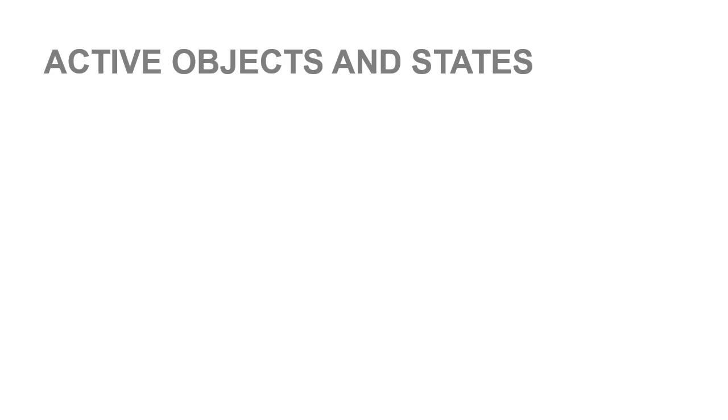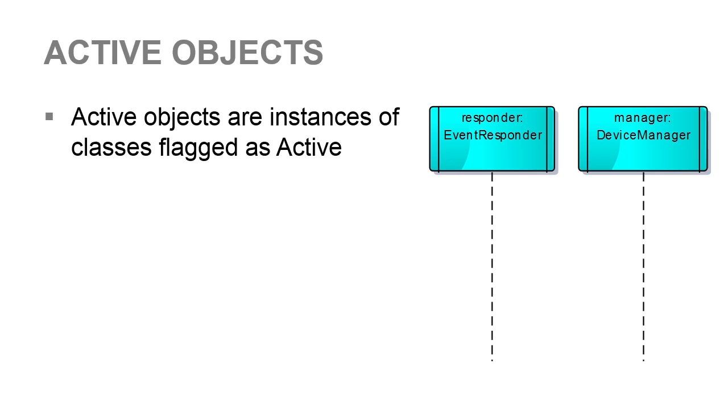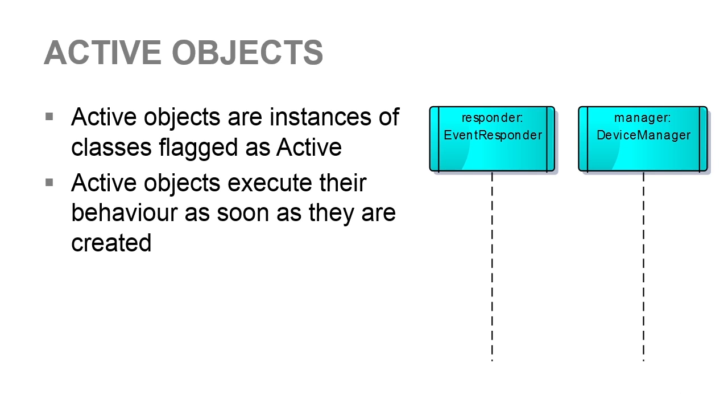In this movie, we'll look at some additional aspects of lifelines in sequence diagrams. We'll look at active objects which run on their own thread, and then at how states of lifelines can be shown on diagrams. Active objects are instances of classes that have the isActive flag set to true. What this means is that when an instance of one of these classes is created, it begins to execute its behavior, effectively running on its own thread of control.